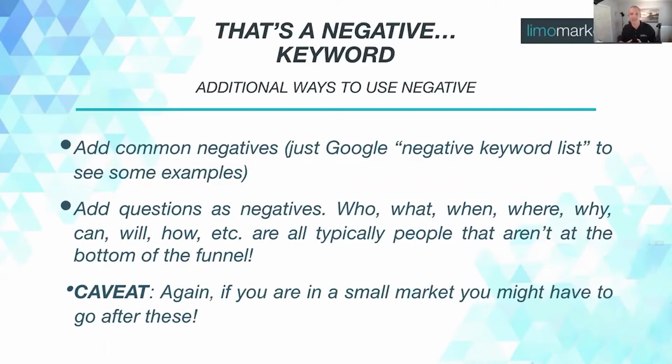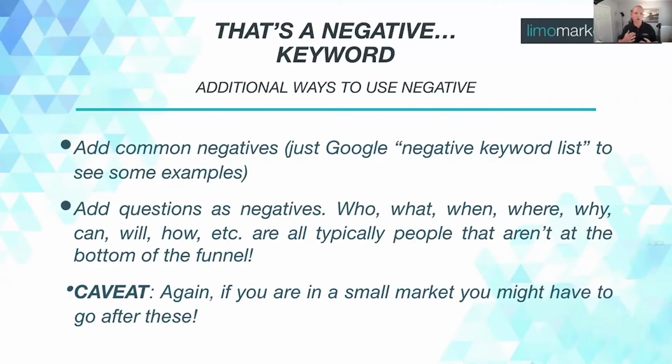And look, it's not about saving money, but about that money you save being reallocated to getting more of the right people clicking on your ads. And so just Google negative keyword list, because there's several sites that actually have really good lists, and it's a starting point. It's definitely not all you need. And I'm going to go over what you need for limo companies in the next few slides.